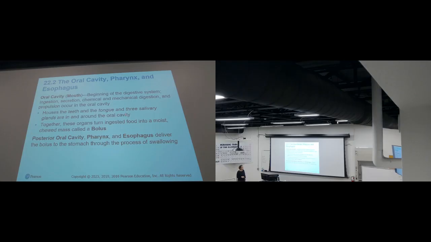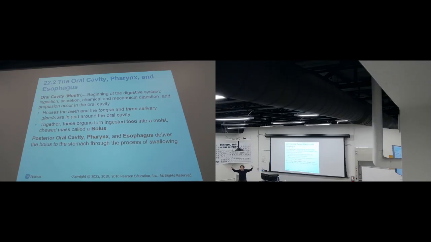And then with the mouth and the tongue, we start forming a clump of food that we call the bolus. And that bolus will be passed into the posterior part of the oral cavity. Then we elevate the pharynx, and the pharynx widens. We close the nasopharynx so that the food won't go into the nose. And then the pharynx acts as a funnel.